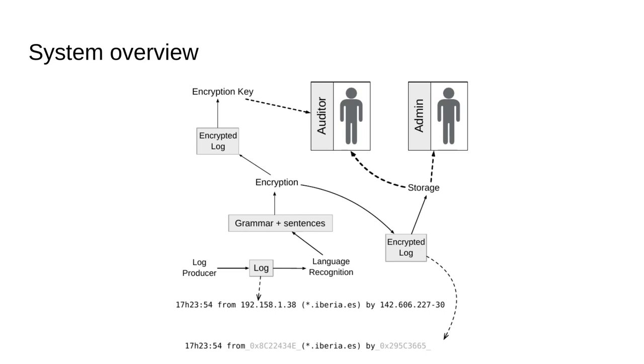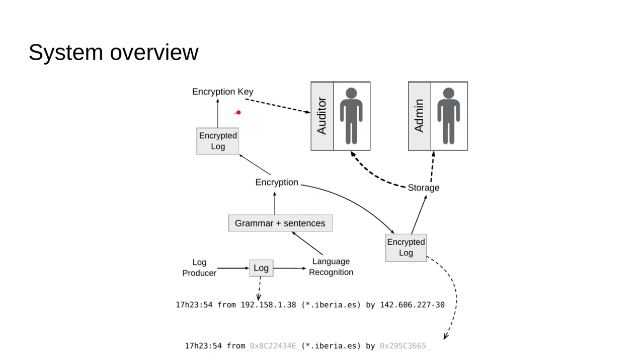And this is the context we're in. We have the log producer to the left here, which produces a log. We recognize the language with a grammar. And then with that grammar in hand, we can encrypt the sensitive data because we know where it is. From here on, everything is encrypted, so the administrator can only see the encrypted log.